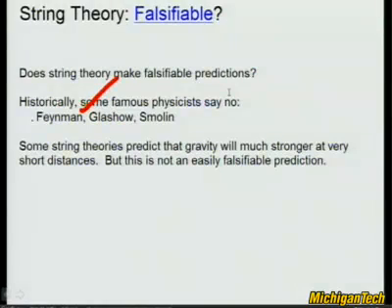Some famous people have done so. Richard Feynman was not a big fan of string theory. Sheldon Glashow and Lee Smolin, the last one has published a book. There is, though, as I said, some string theories predict that gravity will be much stronger at very short distances. This is not, however, easily falsifiable, so you can't go and test this very easily. People are thinking of ways to try to do this, but there has been no definitive test as of yet.